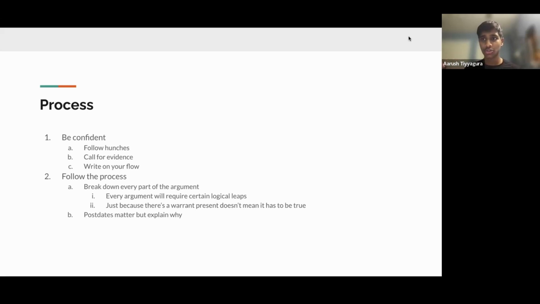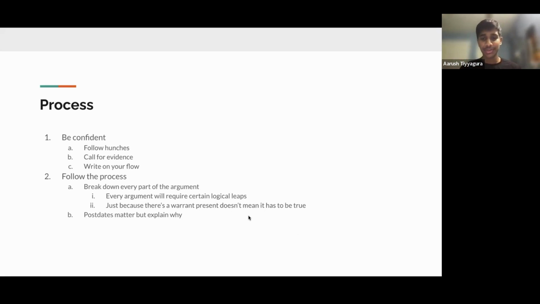So look for those logical jumps, look for bad pieces of evidence. And then step two is to just follow the process, and we'll go over this more on the next slide. But basically, you want to break down every part of the argument, right? Every argument has a link chain. It starts with the uniqueness and the resolution, and the arguments always have to get to their impact, which, in tech debate, is usually an extinction level impact. And that's where logical leaps always come from.